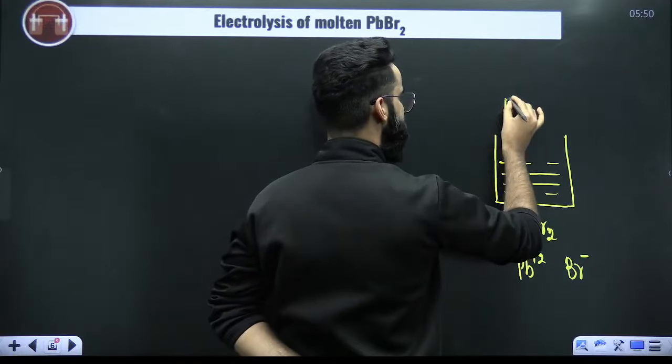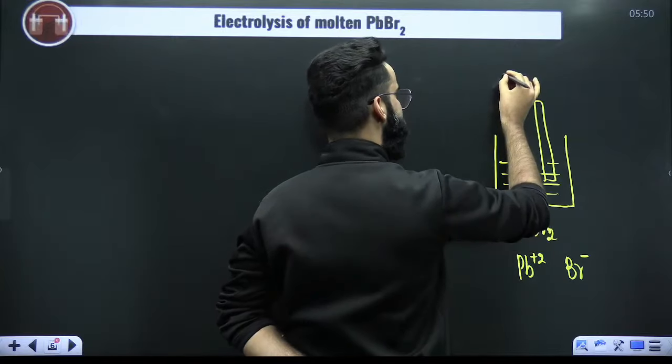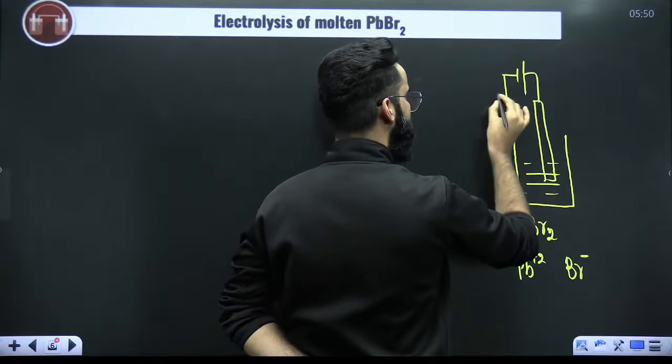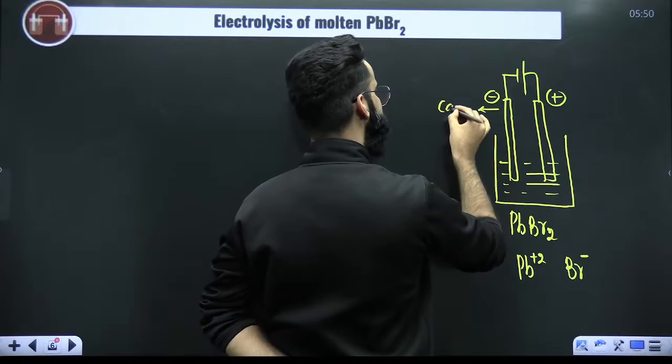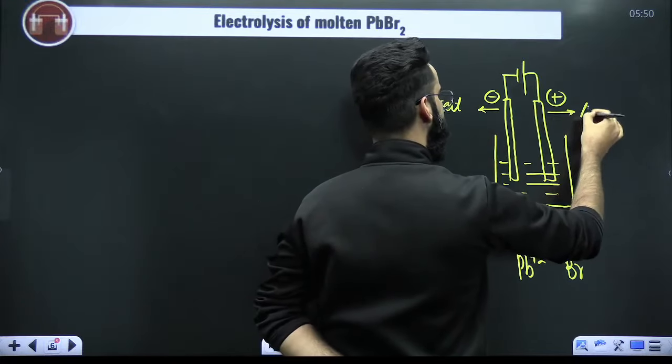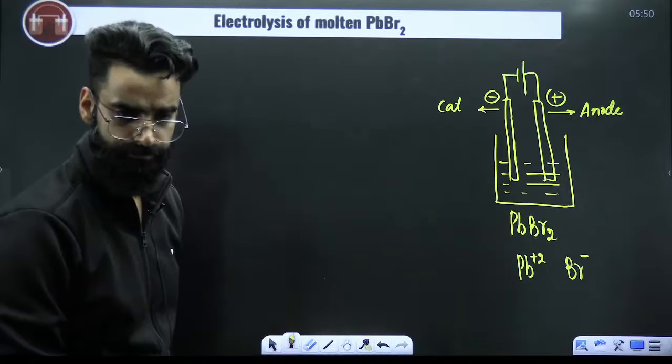So insert two rods here. You have inserted two rods here. Now connect these rods with the battery, right? This is negative, for example. This is positive. Negative over here is called cathode. This positive over here is called anode, right? Now, can you let me know what's going to happen?